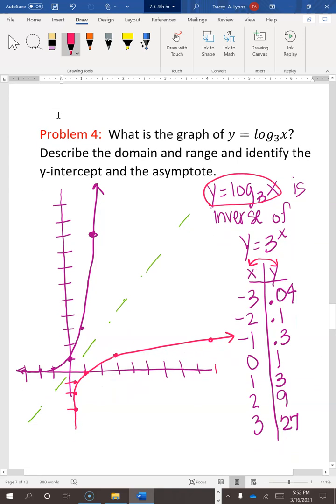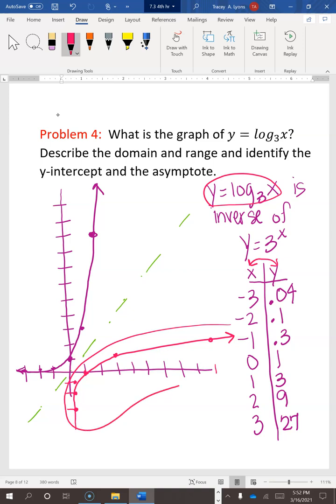Now, we are looking at the pink one only. So this is the one that we're kind of concentrating on. So we graphed the inverse, and then we had to flip the ordered pairs back over to get the actual equation that we were looking at. So my domain this time looks like it's only going to be numbers bigger than 0. So x is greater than 0.